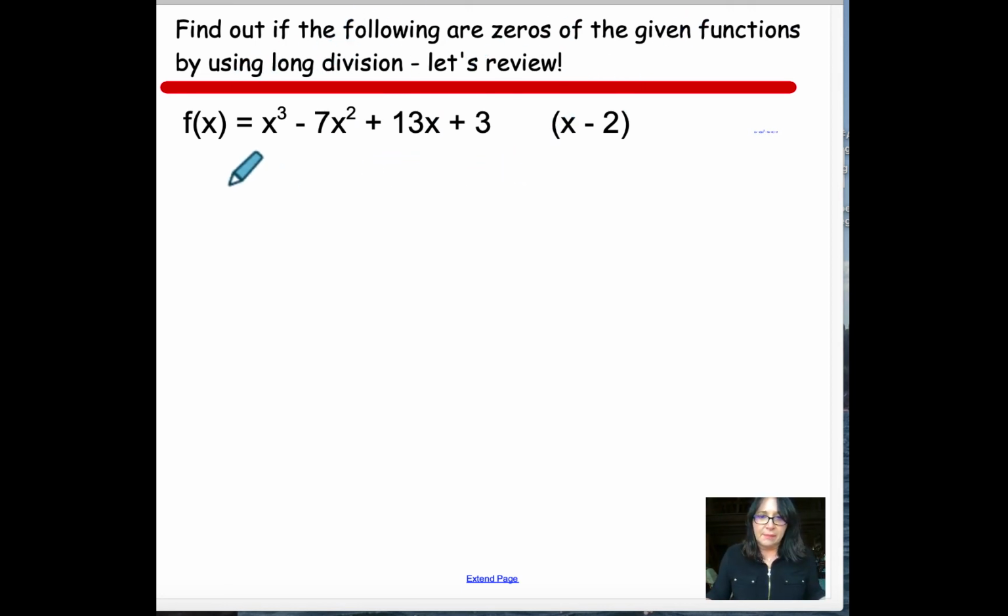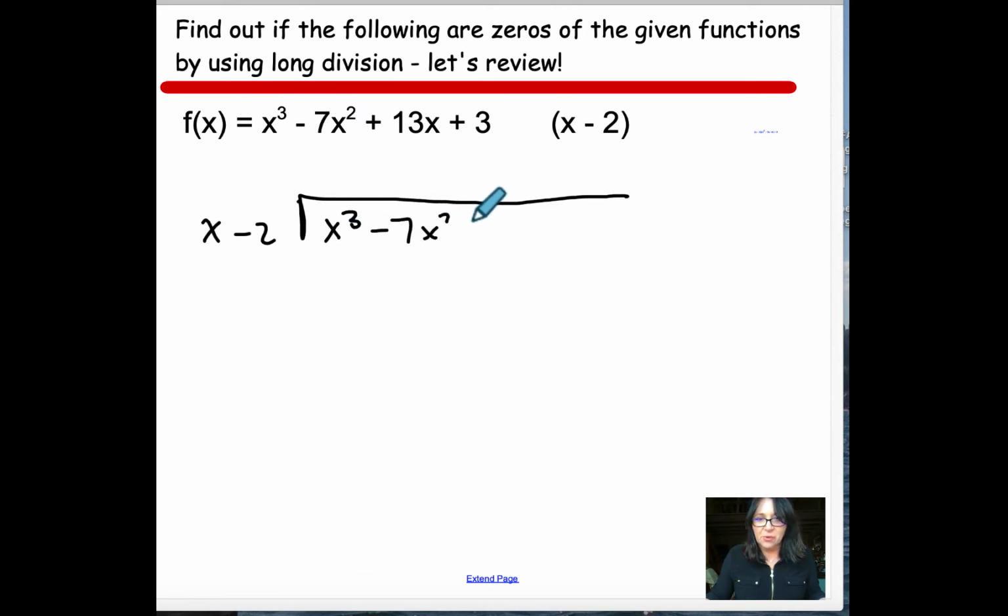So I guess I am. It says, let's review, so we're going to go to long division, x minus 2. Plugging these values in, you have x cubed, 3, 2, 1, 0. So x cubed minus 7x squared plus 13x plus 3. X times what is x cubed? That's going to be x squared. That means I get x cubed, and then multiplying through, I get negative 2x squared.